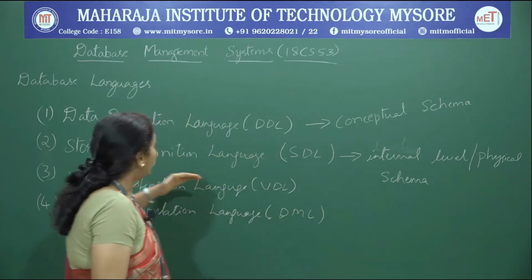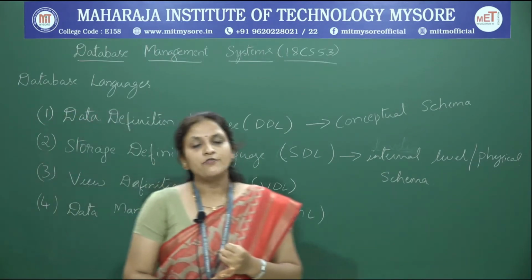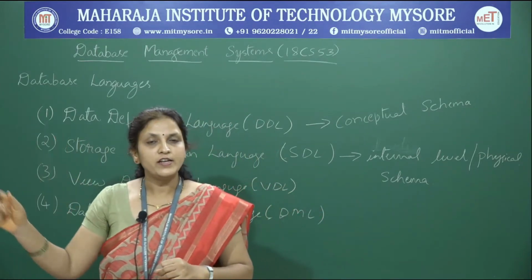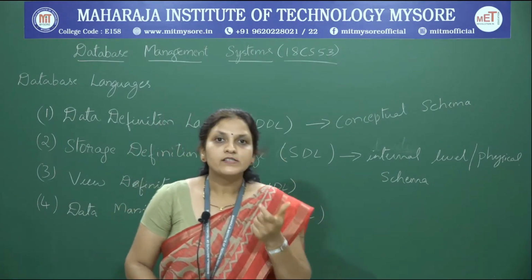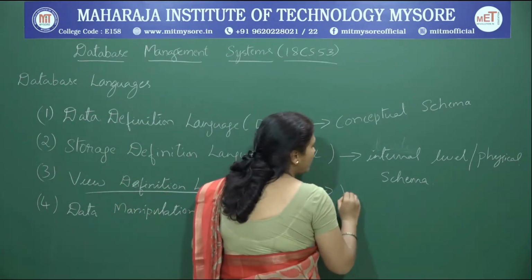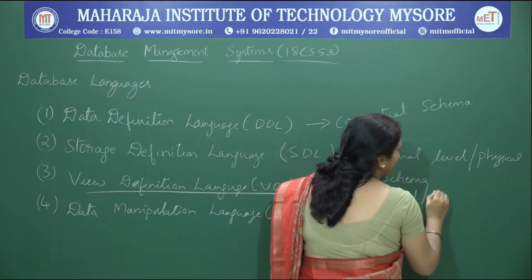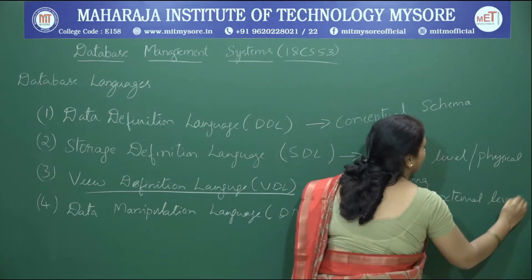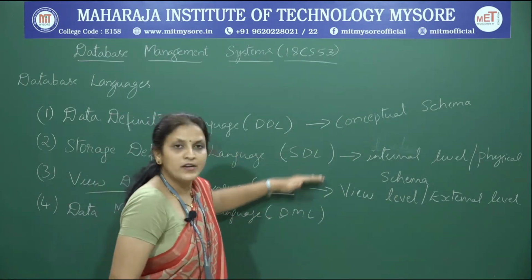Okay. So, now we have addressed 2 levels. If you remember, in 3 schema architecture we have one more level, right. We had several external views, right. Each view would be having a different external schema. In order to address that schema, we have a view definition language. View definition language will work on view level or external level. Right. So, in order to address the 3 levels, we have 3 different languages.